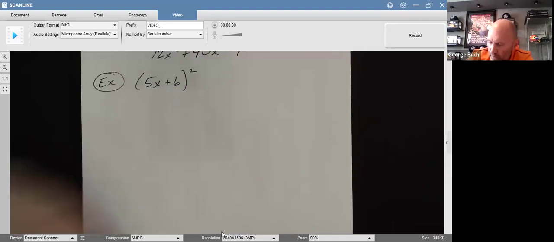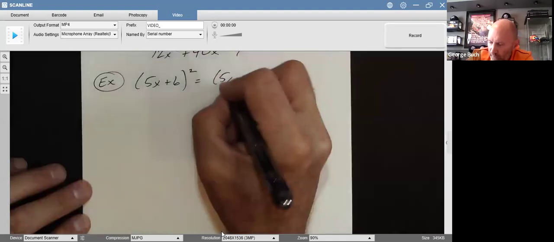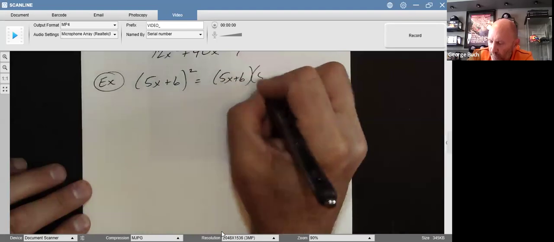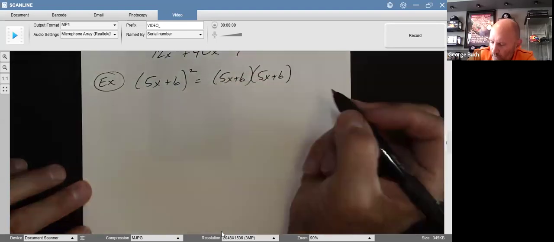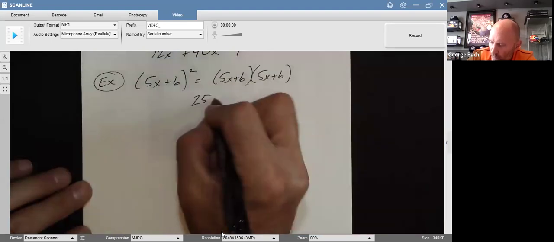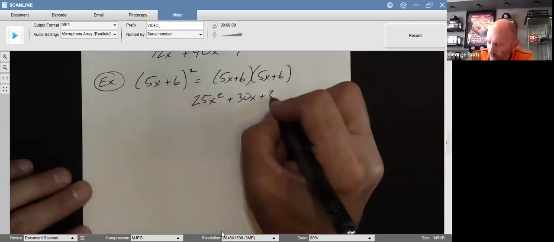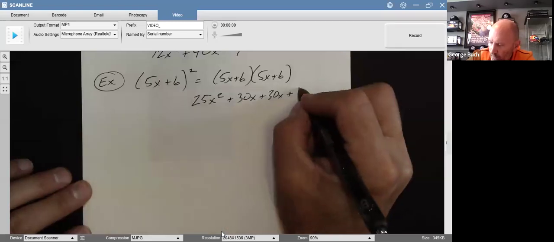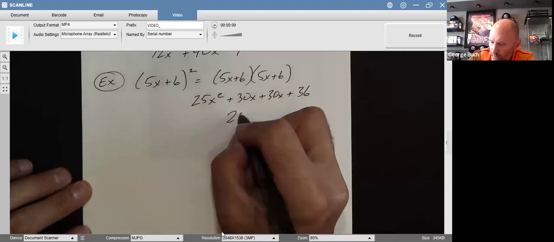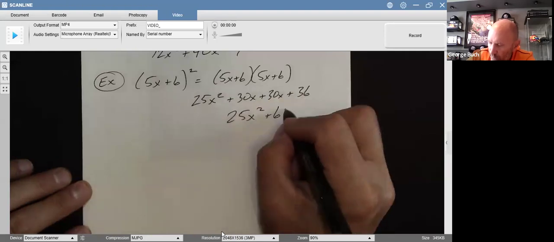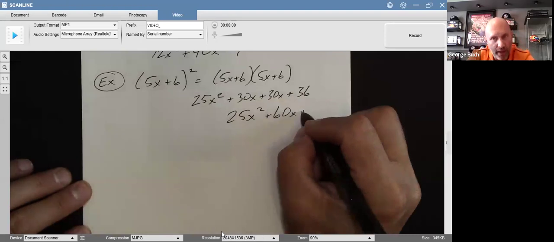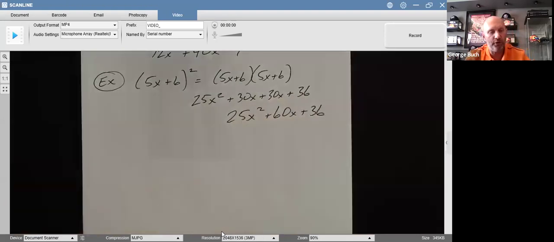Because this thing really means 5x plus 6 times 5x plus 6. So when we do it, we get 25x squared plus 30x plus 30x plus 36. So that becomes 25x squared plus 60x plus 36. That should be your answer. 3 terms. There's the 3 terms. I hope you did that correctly. You did not make that mistake of just bringing in the 2.